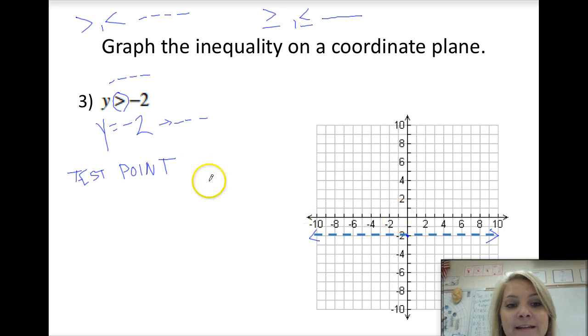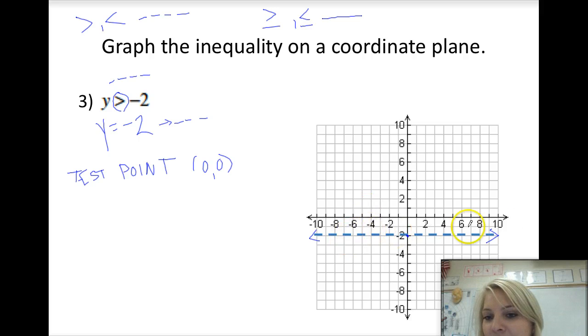Typically, we'll be using the test point (0, 0) at the origin. Now you can use any point as long as it does not lie on this line. So we couldn't use (-4, -2), we couldn't use (0, -2), we couldn't use (5, -2), but we can use (0, 0) since it's not on our line. So we're going to test this point just like we did with problems 1 and 2 to see if it is a solution. So we're going to substitute 0 in for x and 0 in for y.